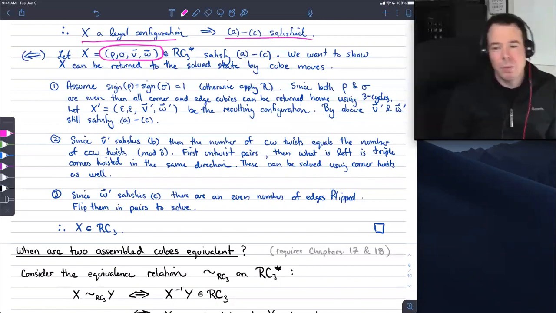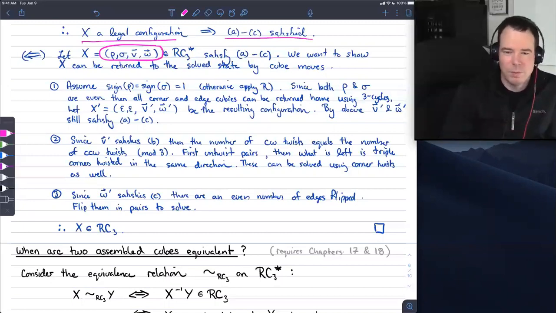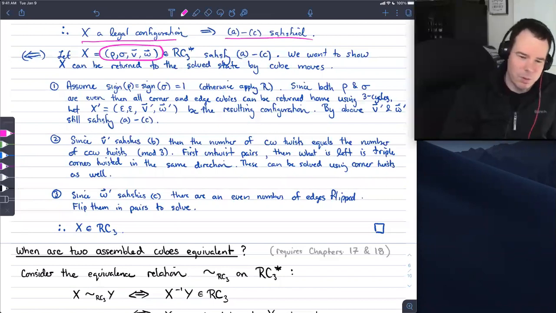Then what I do is I say, well, if the parity of rho and sigma are the same, and they're both even, then I can solve each of them using 3 cycles. And I have 3 cycles available to me. So I could do 3 cycles to solve the corners and 3 cycles to solve the edges. So I can solve it if the corners and edges are evenly permuted. If the corners are oddly permuted, then the edges have to be oddly permuted because it satisfies condition A.